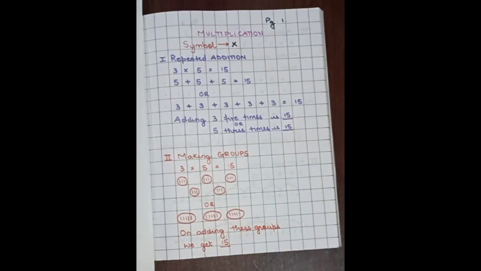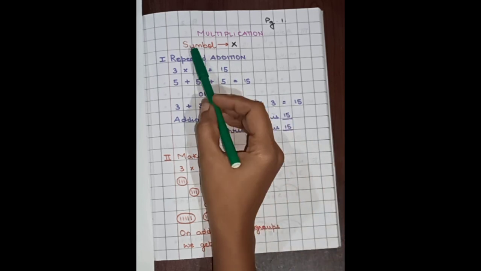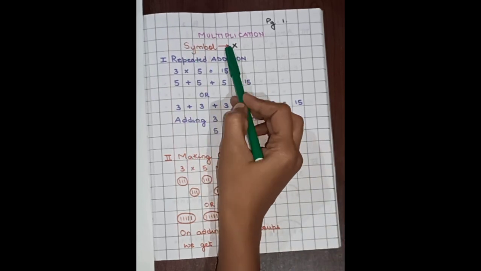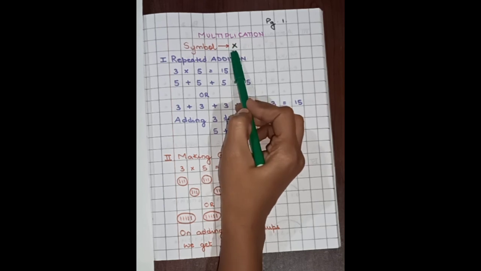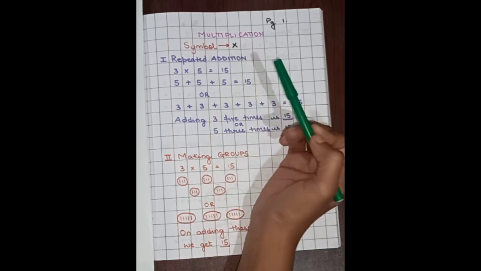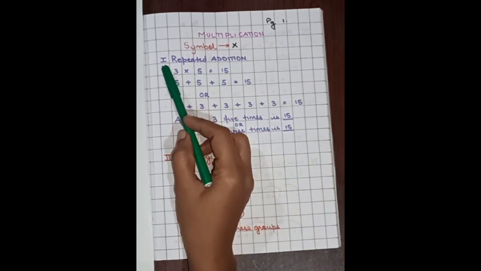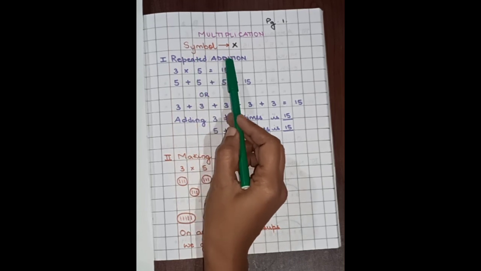I want you all to look into your screens. The symbol for multiplication is a cross. This is how you write multiplication. Now there are different ways of multiplying a number. We'll look at the first one, which is repeated addition.